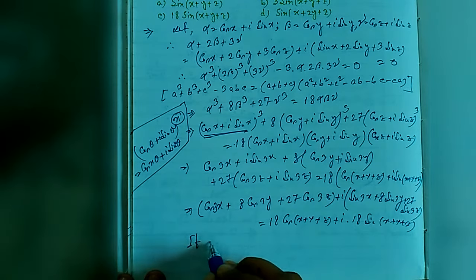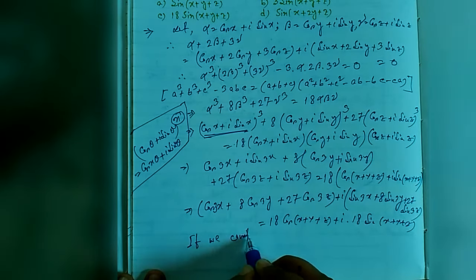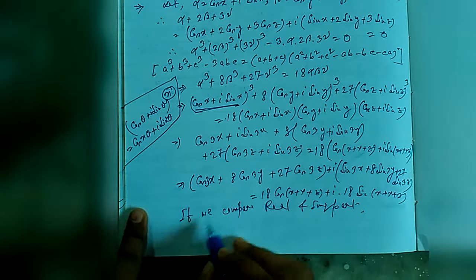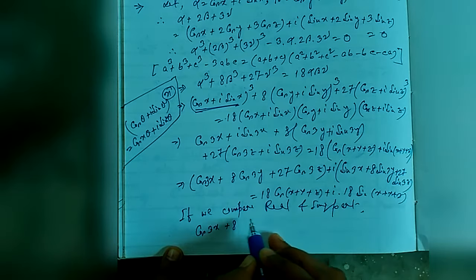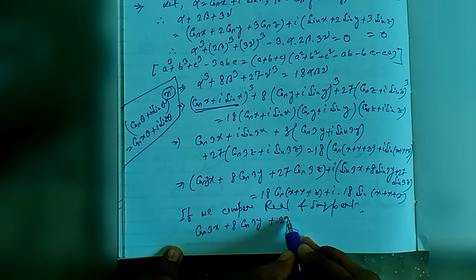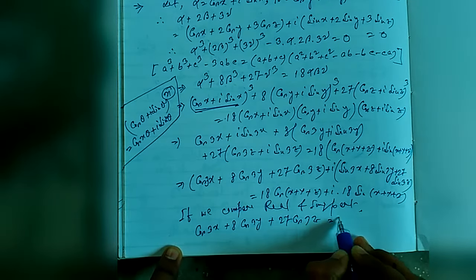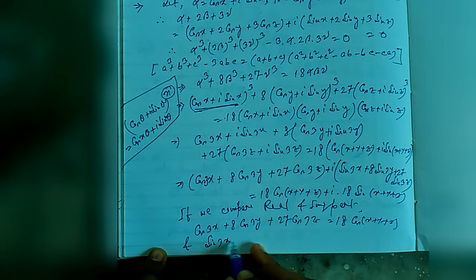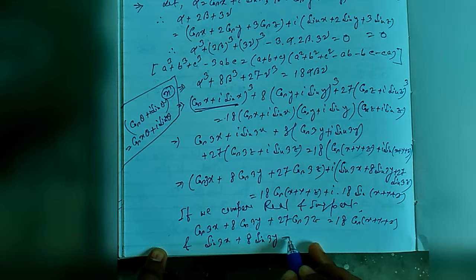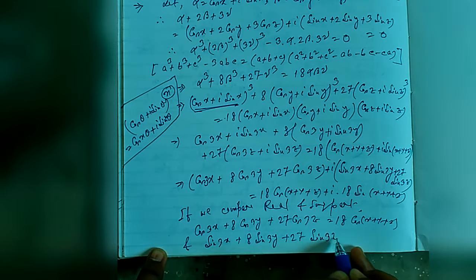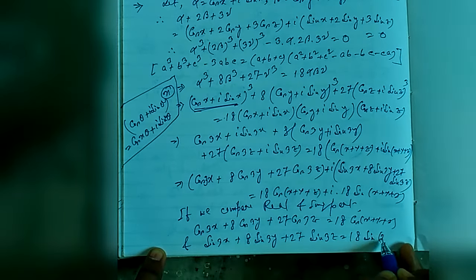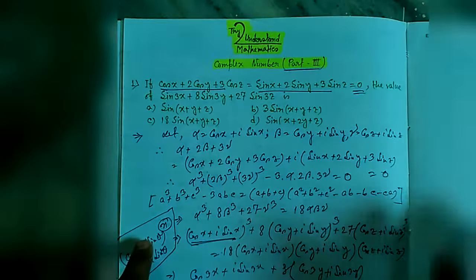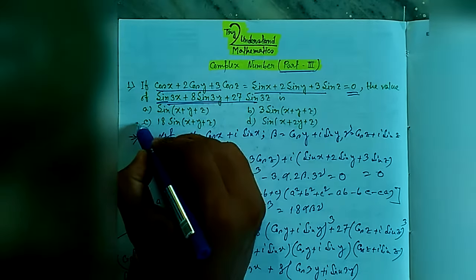If we compare real and imaginary parts, the real part means cos 3x plus 8 cos 3y plus 27 cos 3z equals 18 cos of x plus y plus z, and sin 3x plus 8 sin 3y plus 27 sin 3z equals 18 sin of x plus y plus z. So our required result is 18 sin(x+y+z). So option C is correct.